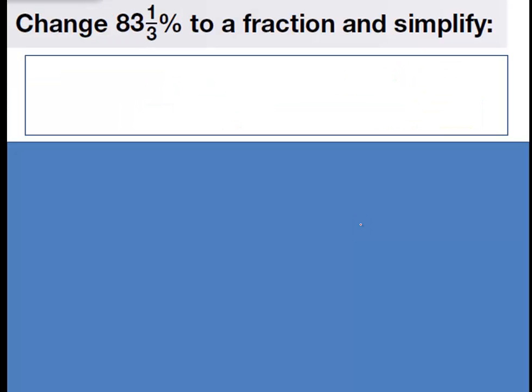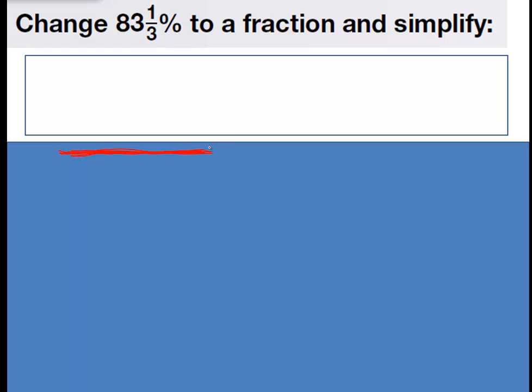Let's take another look at another one. We're going to change this one here. You have to change that 8 1/3 to a fraction and then simplify it. Well, the problem you have here is that it doesn't give you two numbers. So you've got to stop and think for a minute. I know that hurts your brain already. It hurt mine when I first learned this too.